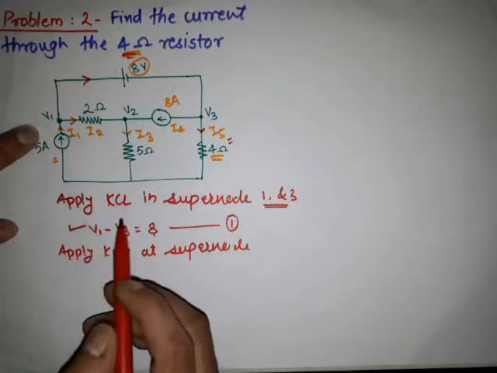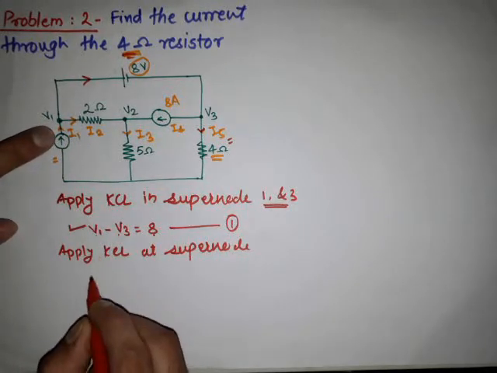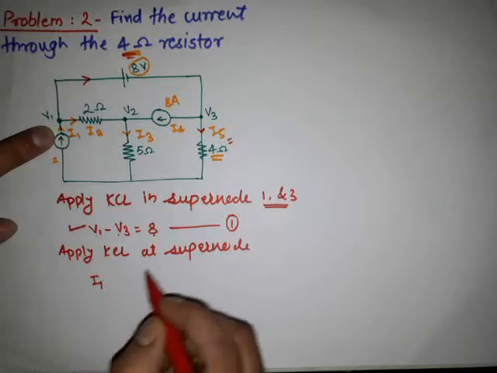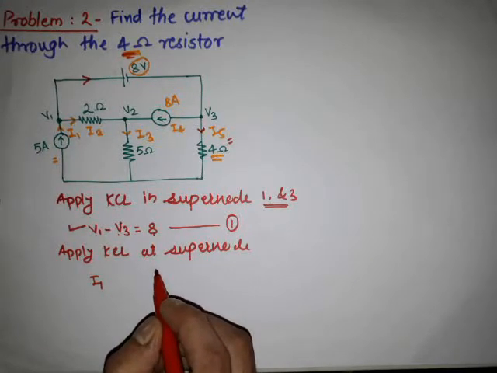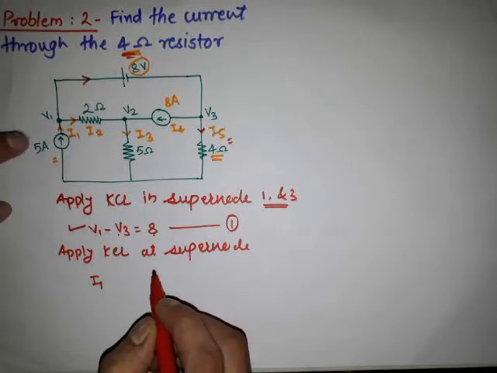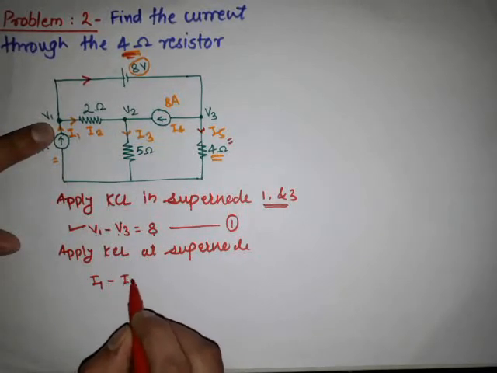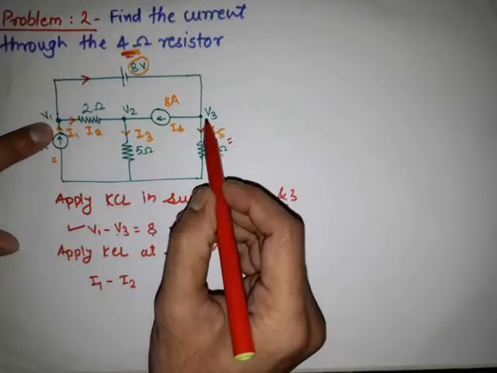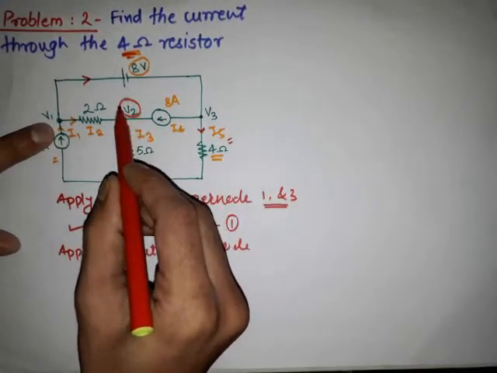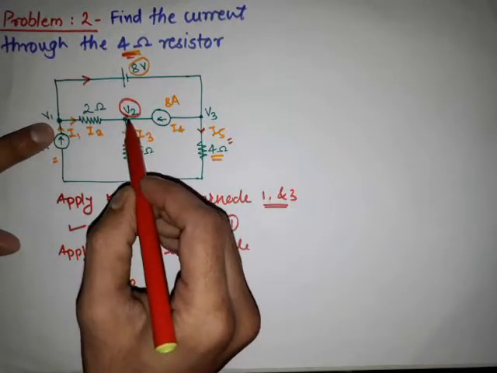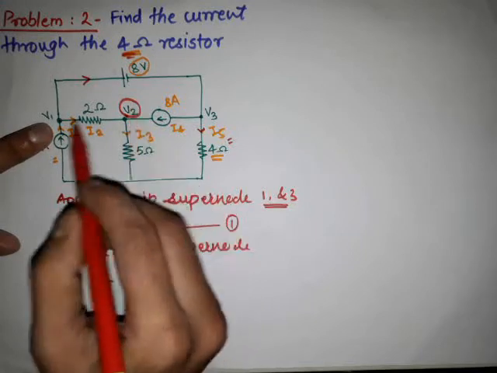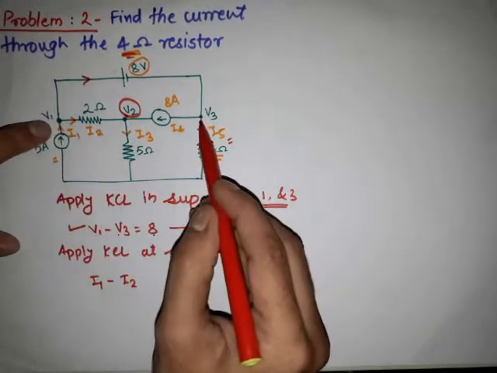Now at node V1, the current I1 is coming. So simply it is plus I1, and we are considering the incoming current as positive and the outgoing current as negative. I2 is the outgoing current, so simply it is minus I2. At this node we are not applying KCL at node V2, because V2 is not at the supernode.